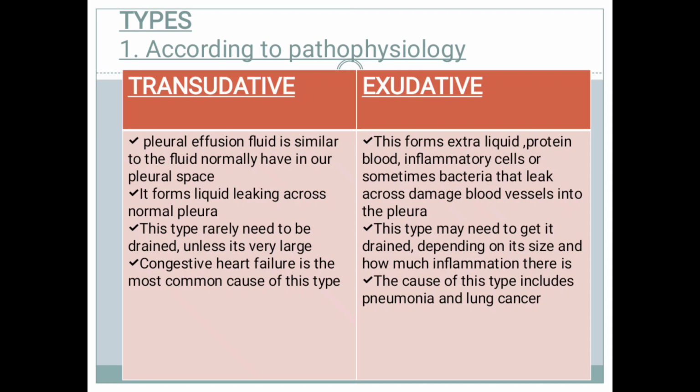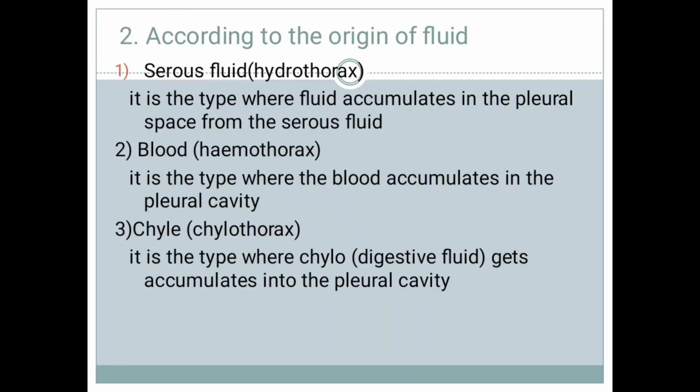Congestive heart failure is the common cause of this type. The exudative type forms when extra liquid, protein, blood, inflammatory cells, or sometimes bacteria leak across damaged blood vessels into the pleura. This type may need to be drained depending on its size and how much inflammation there is. The causes of this type include pneumonia and lung cancer.